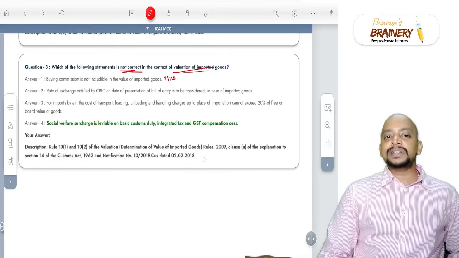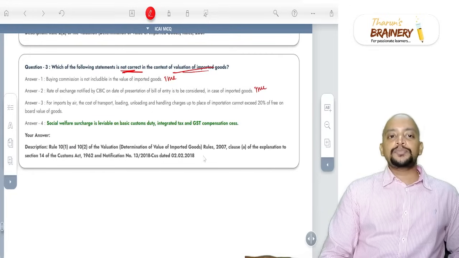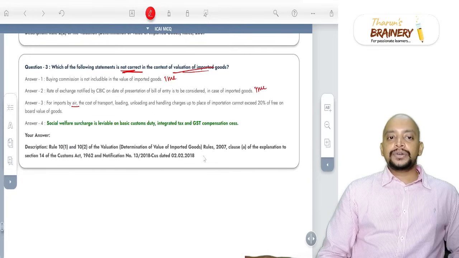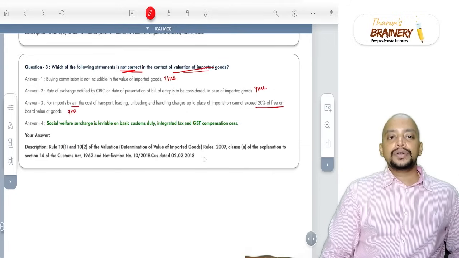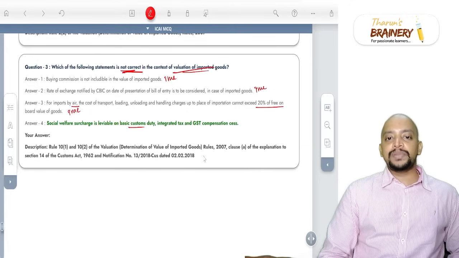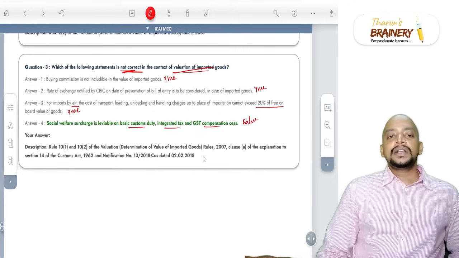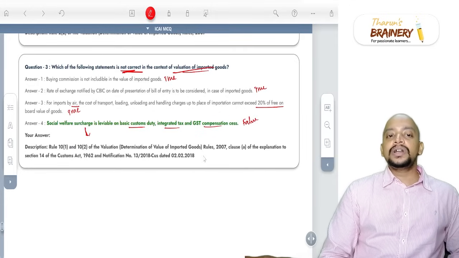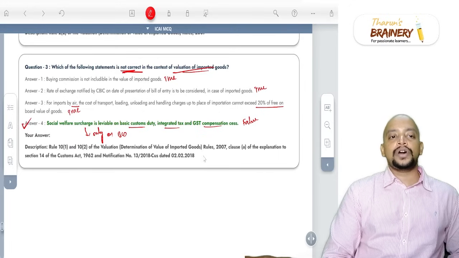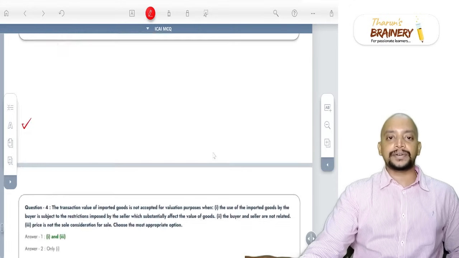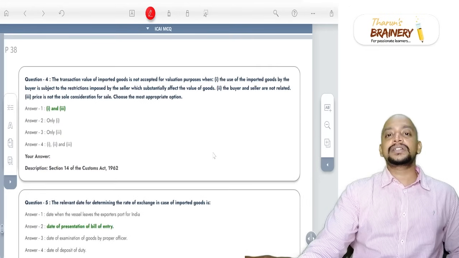Rate of exchange notified by CBIC on the date of presentation of bill of entry to be taken. True. For import by air, transportation cost cannot exceed 20% of FOB. True. Social welfare surcharge is leviable on basic customs duty, integrated tax and compensation cess, as false. So social welfare surcharge is only on BCD, only on basic customs duty. So option D is the wrong answer. I mean, which of the following is not correct? That is D.